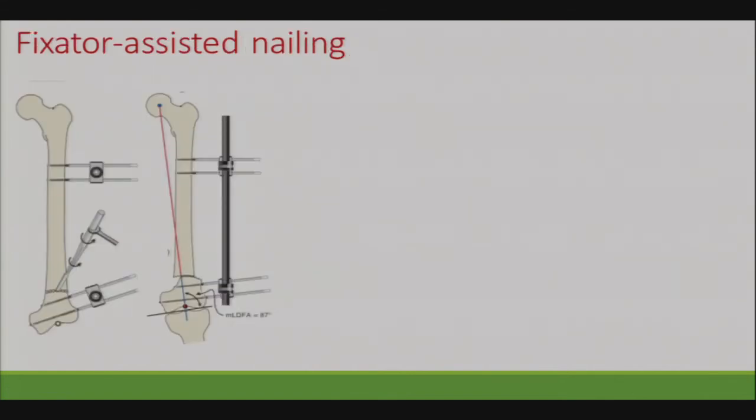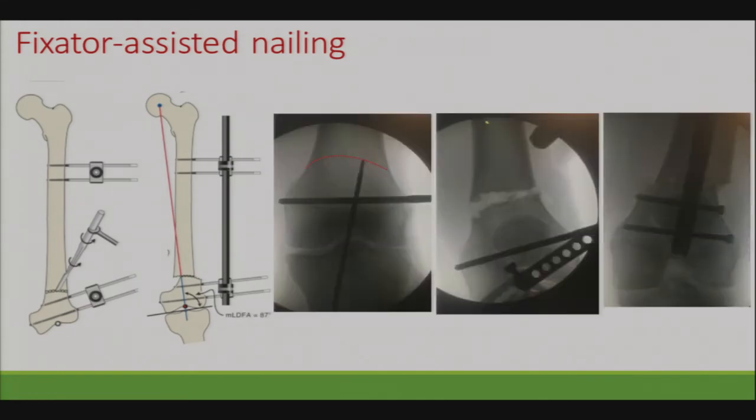This is fixator assisted nailing, just briefly. And so it's using a dome osteotomy. And so in this patient example, this is from my fellowship. This is a distal femur with varus deformity. And so if you make the pin perpendicular or parallel to the knee joint, you can set the lateral distal femoral angle that you want.